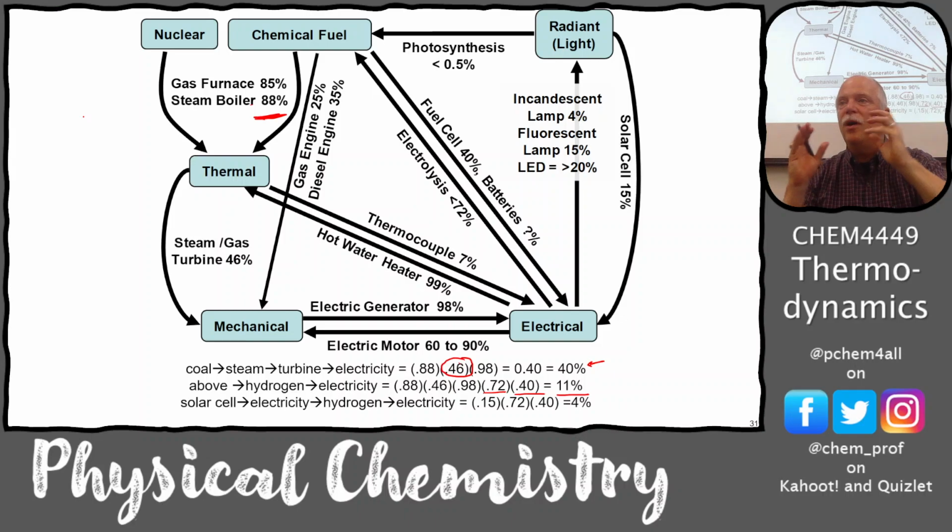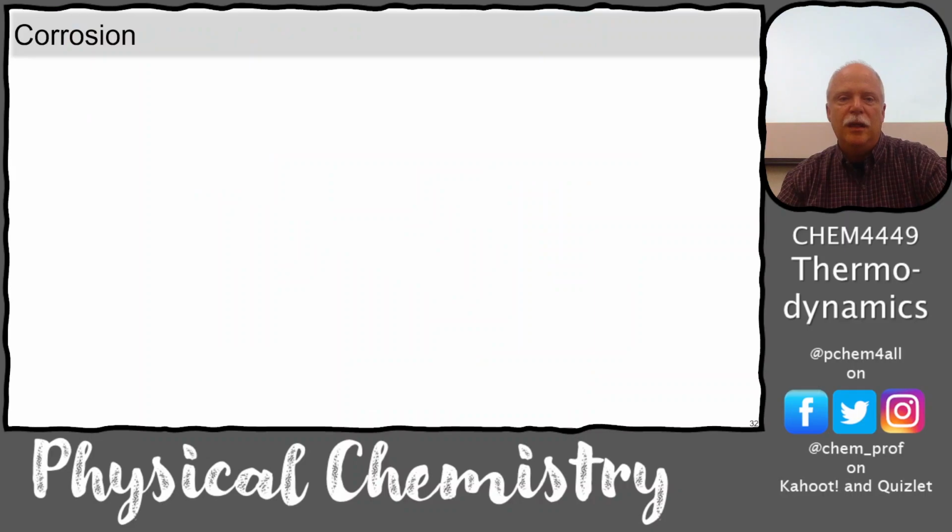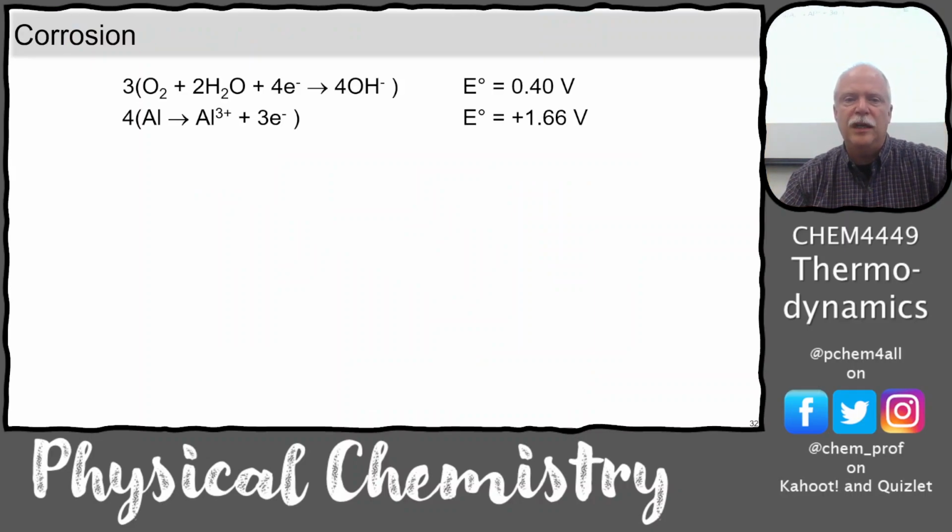If we could burn natural gas to make that hot water, then we would have 80% of those joules being used. So we'll talk about that more later. Corrosion is a huge issue. It's also an electrochemical issue.